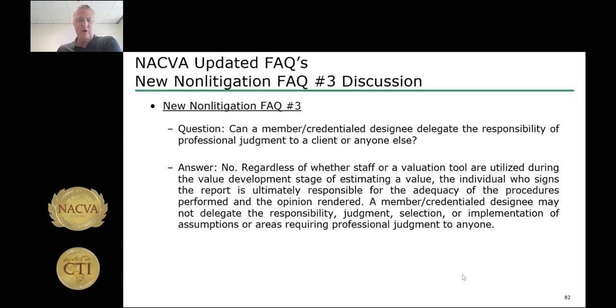So just going back and harping on what we talked about in the previous FAQ, while you may have information that is provided that is not corroborated, or if you're in a calculation engagement where you agree upon certain approaches or methods to be used, the actual application of those methods and the final opinion or calculation of value, that is the responsibility, judgment, selection, or implementation of areas requiring professional judgment, which is basically the responsibility of the member or the credential designee.